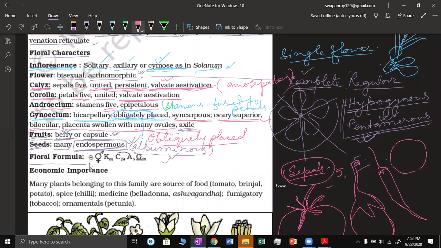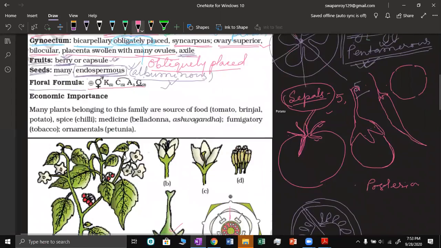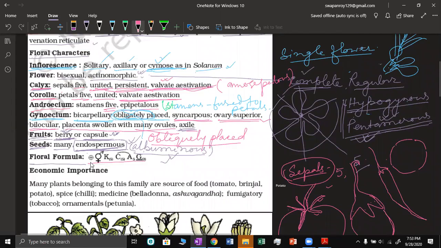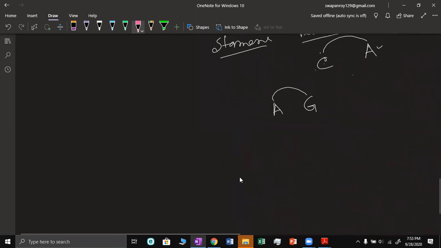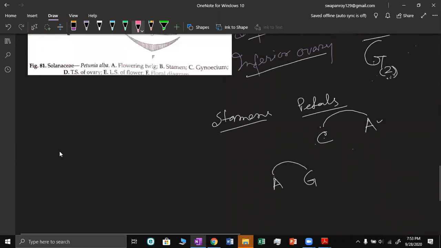We have to write down this floral formula. Here, this floral formula, what it is indicating, this is complete. This one is bisexual. I have not told that, that sexuality, that is when it is a bisexual flower.